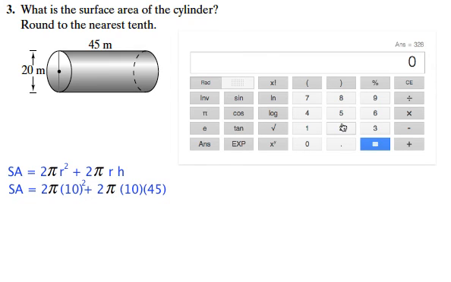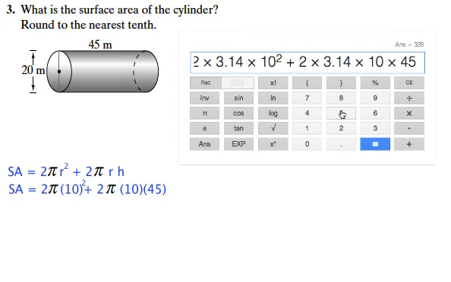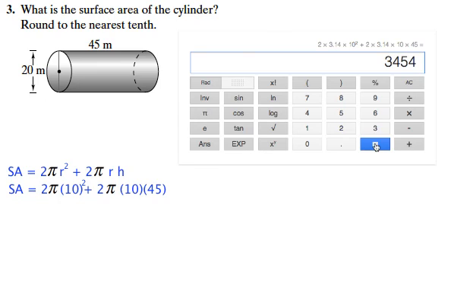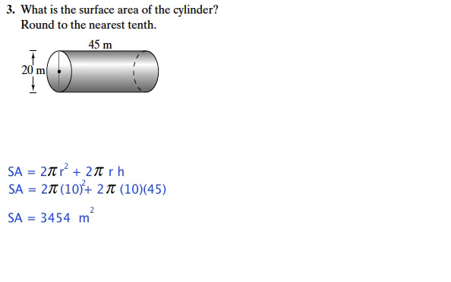We're going to take 2 times 3.14 times the radius squared. The radius is 10, so 10 squared. Make sure that you do that properly in your calculator. Plus 2 times 3.14 times 10, which is our radius, times 45. We get that entered properly. The correct answer is 3,454. The surface area for this cylinder is 3,454 meters squared.